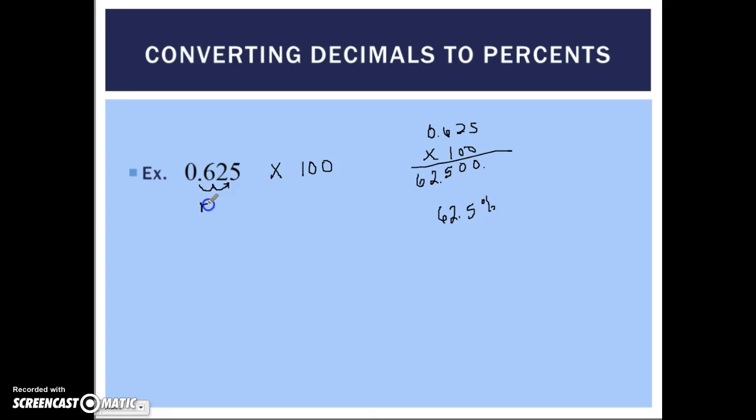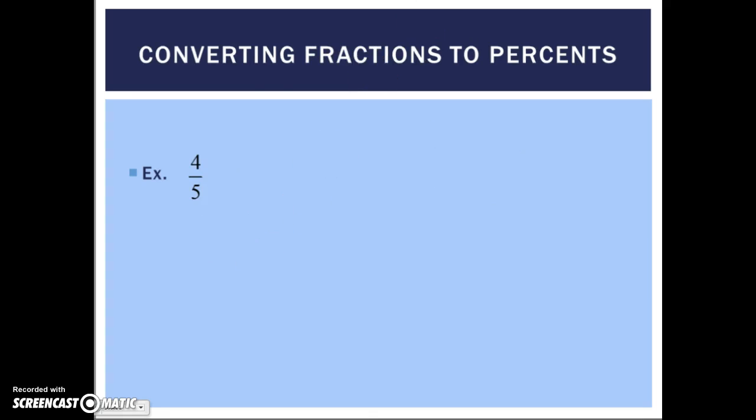But if you can remember that multiplying by 100 is like moving the decimal place 2 places to the right, you wouldn't have to multiply it out longhand. So 2 places to the right, 1, 2, I still end up with 62.5%.